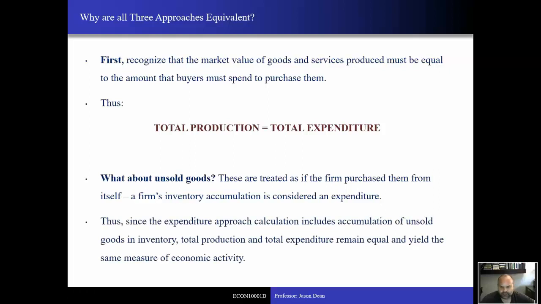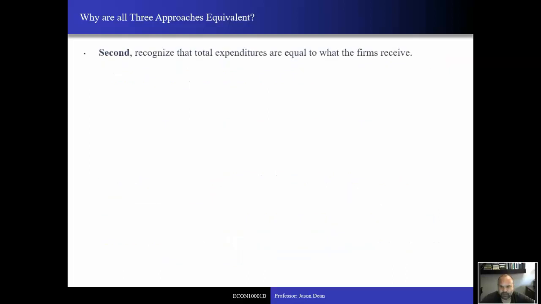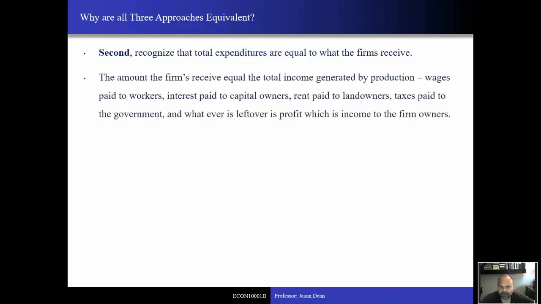So we'll learn in a few moments that we can use these identities to measure gross domestic product in different ways. Now, it's also the case that total production equals total expenditure. But expenditures are also equal to what the firms receive. So the amount a firm receives is equal to the total generated by production, and those are all of the payments to the factors of production: wages, interest, rent, etc.